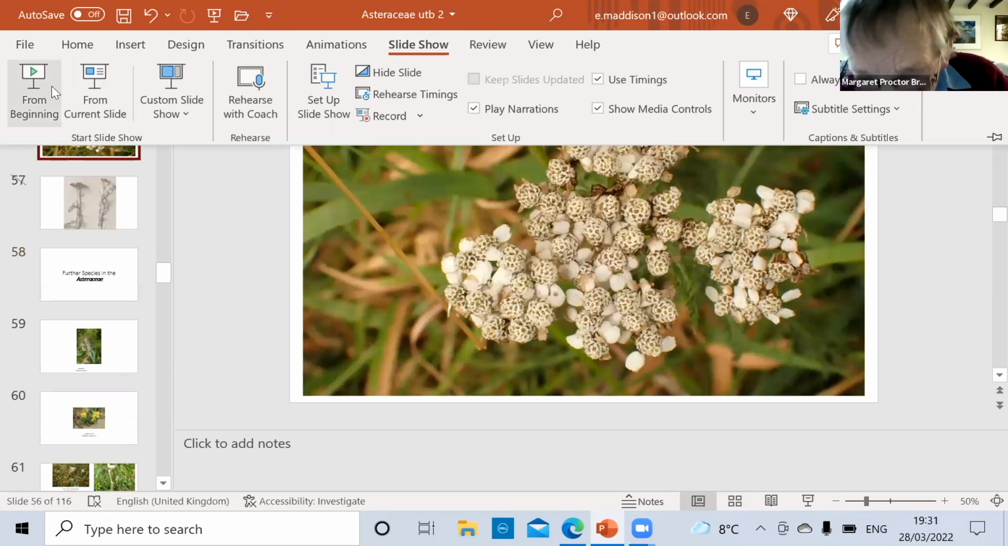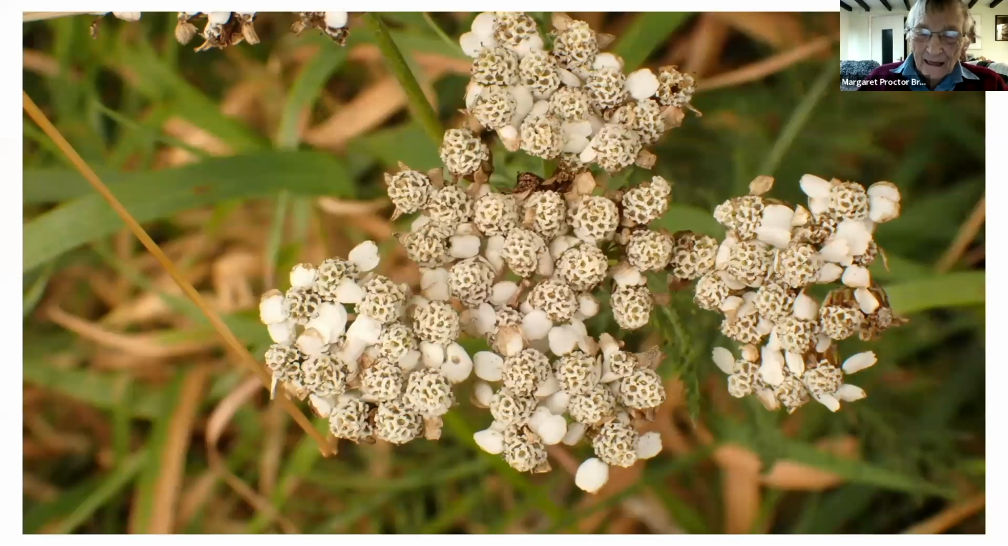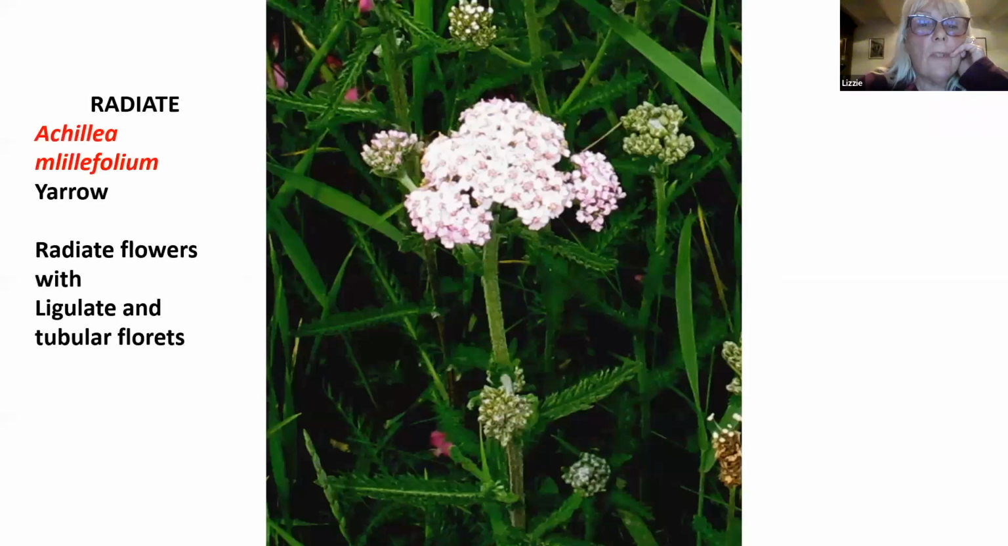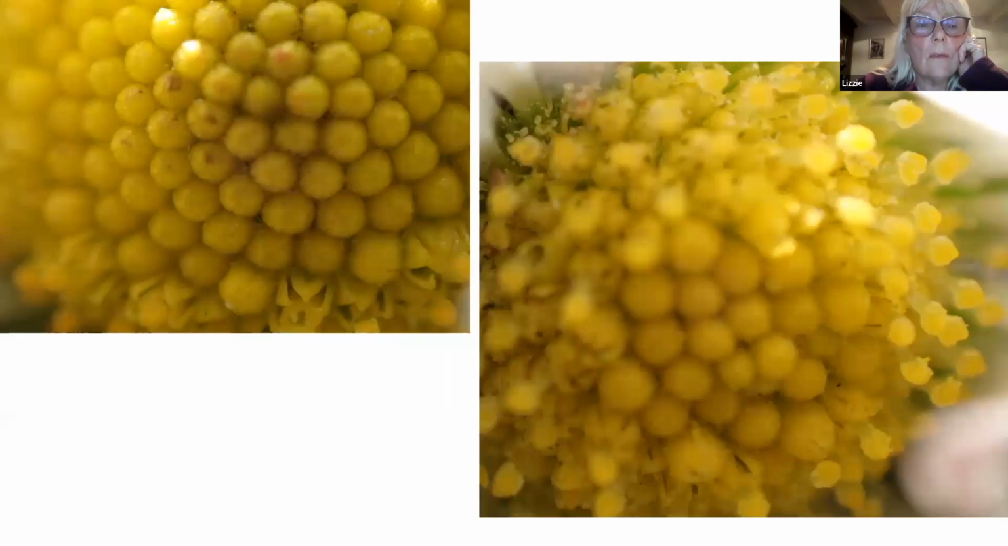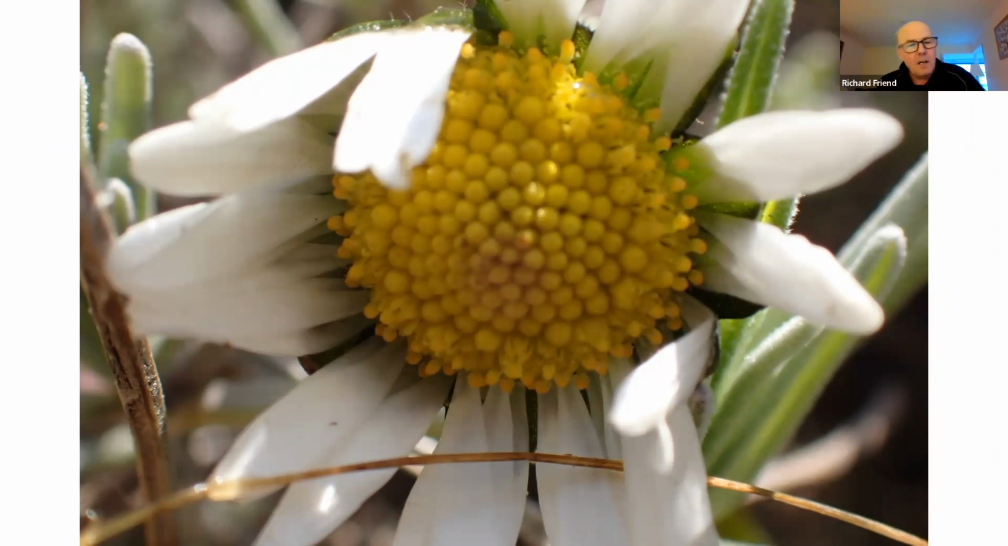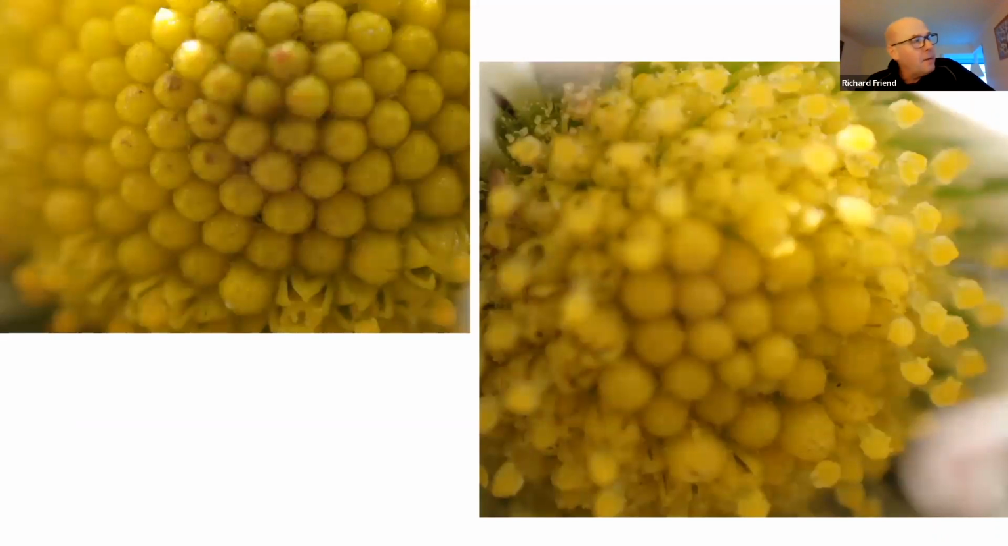I was trying to send a message in chat to say that the fruits of daisy have got scales instead of a pappus. Now, did someone ask me a question? I did. It was this, Margaret. Is there any reason that the Asteraceae, the daisies, and the rose family have apomixis, and it's not particularly widespread? So clonal reproduction.